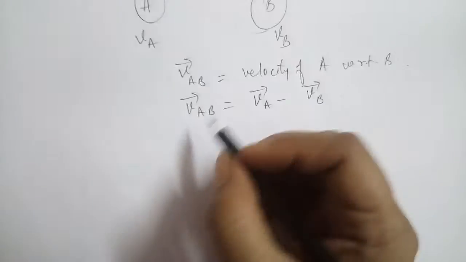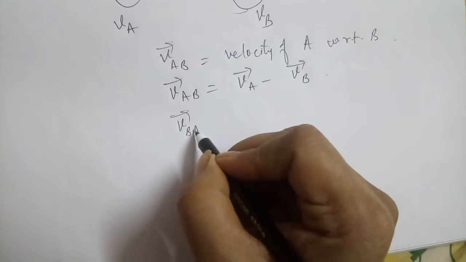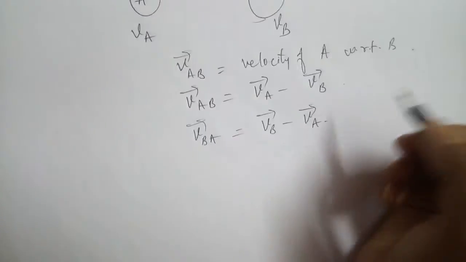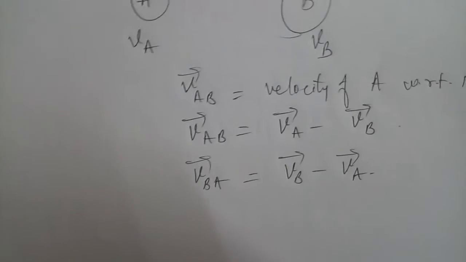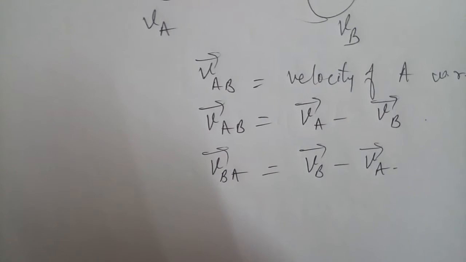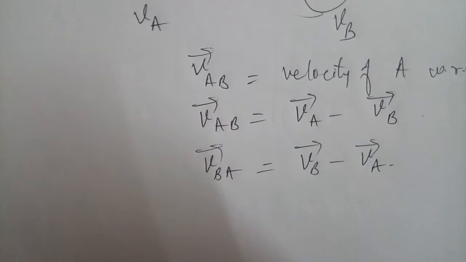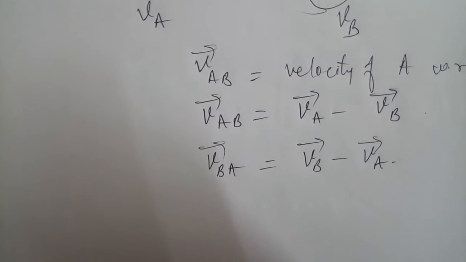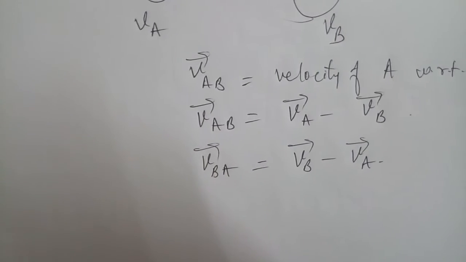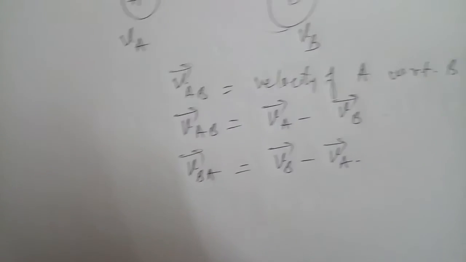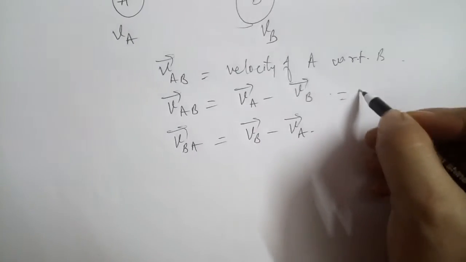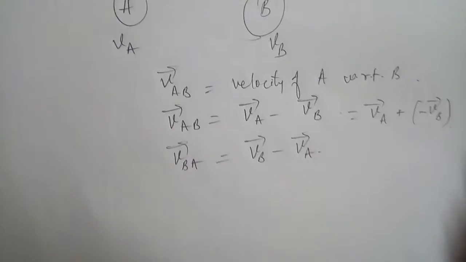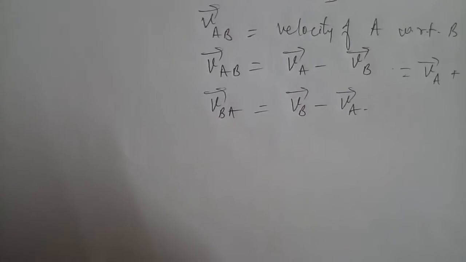And if we have V vector BA, we write it as V vector B minus V vector A. This is how we denote it. So the first case is V vector AB, the relative velocity of A with respect to B, that is VA minus VB, and the second one is VBA, the relative velocity of B with respect to A, that is VB minus VA. We can also write V vector AB as V vector A plus minus V vector B. Now let us do more on this.